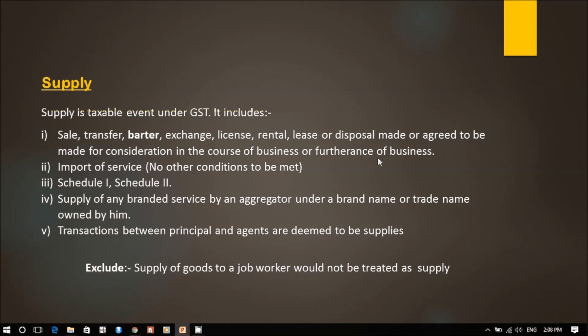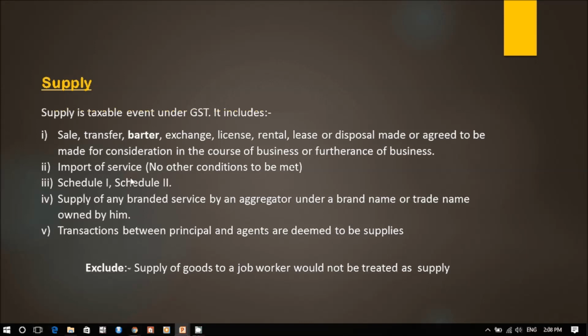These all things should be in the course of business or furtherance of business. Either it should be a regular part of their business activity or it can be for the growth of the business. Import of service is also a supply, irrespective of the other conditions. What are the other conditions? Whether there is consideration or not, whether it's in the course of business or for the furtherance of business or not.